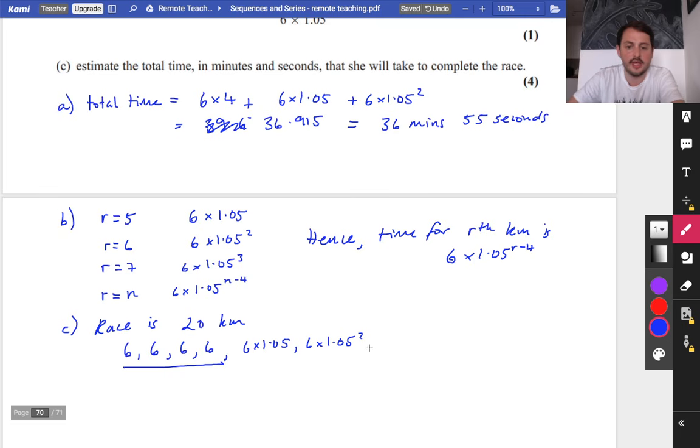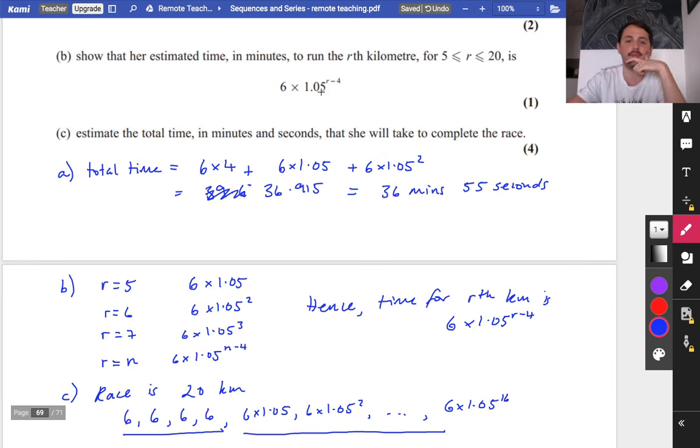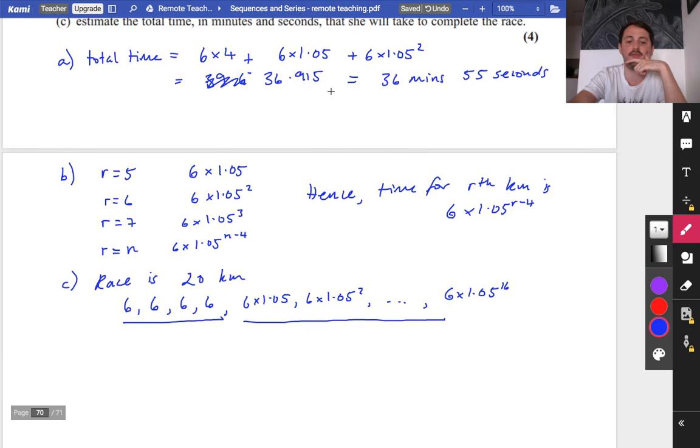And then there's going to be all of these for the remaining 16 kilometres, because 4 and 16 make 20. So there's going to be 16 of these, and the last one will be 6 times 1.05 to the 16. Now you can either use the information that they've given here. I don't really like using that. I prefer to deal with the first 4 kilometres, then deal with the next 16. Because that's easy. That's going to take her 24 minutes.